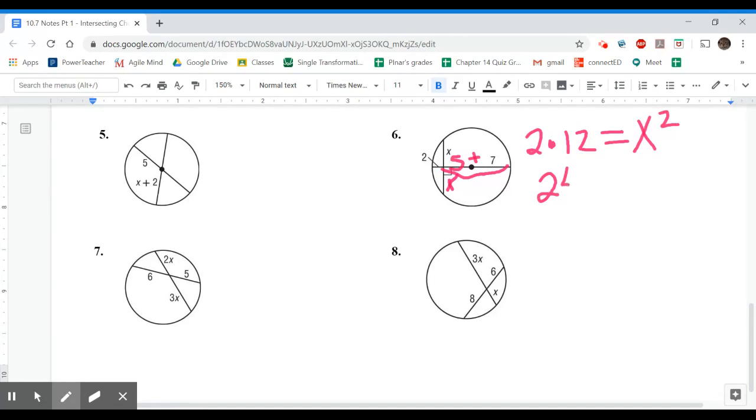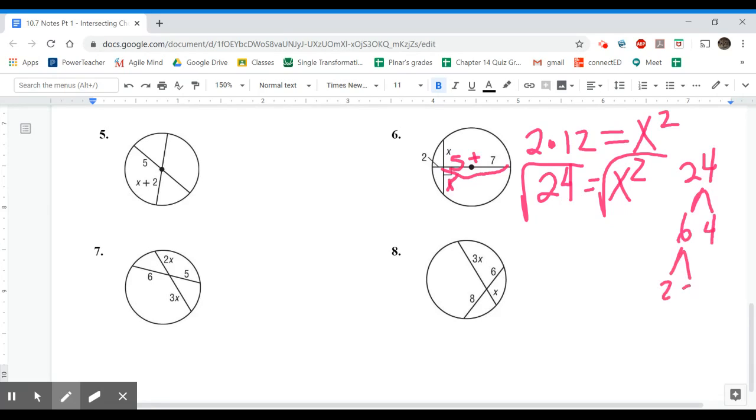That gives me 24 is equal to x squared. Take the square root of each side. So I'm going to go on the side and do 24. So that's 6 times 4, 2 times 3, 2 times 2. We're going to have a pair right here, and these two guys are going to be on their own. Okay, so you can just skip to 2 square root of 6.